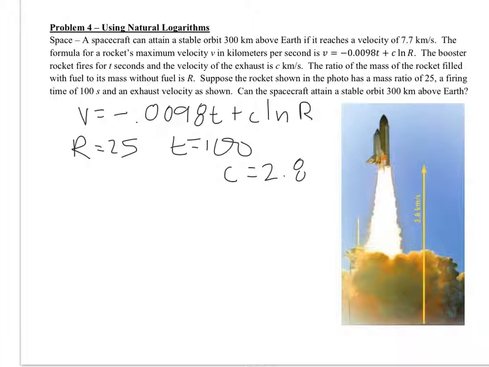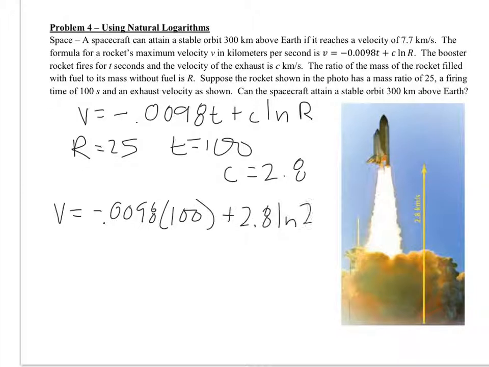So we know V is equal to negative 0.0098. For t we have 100. For c we have 0.28. And for r we have 25. Plug that in your calculator. That's about 8.0. That was our velocity, kilometers per second.